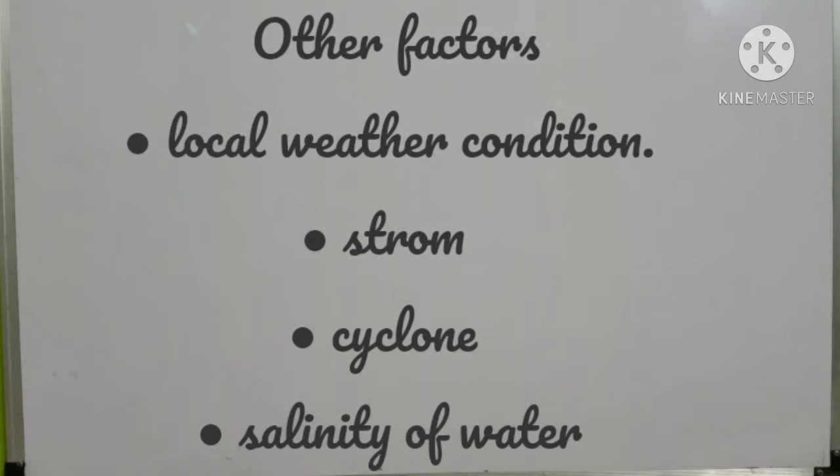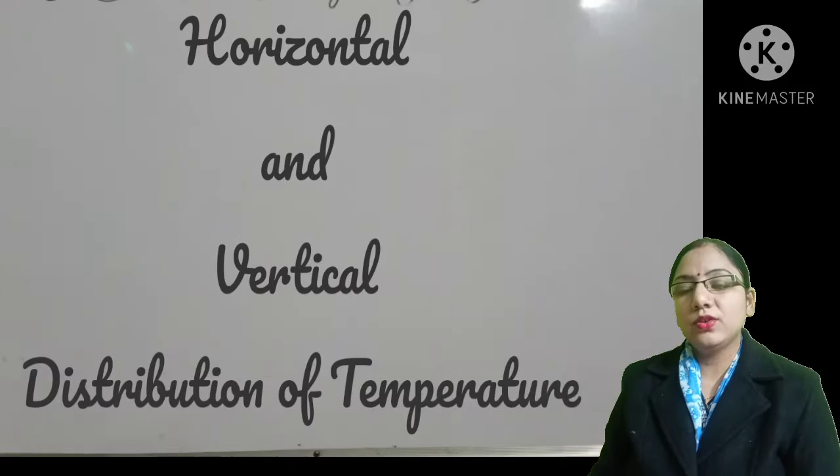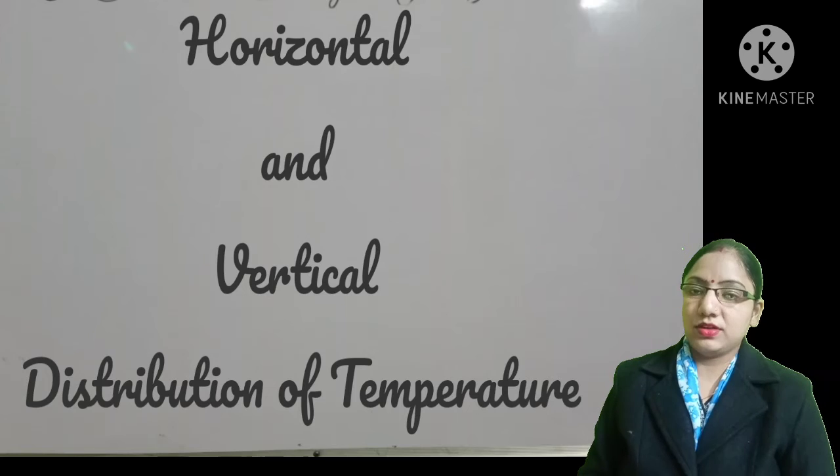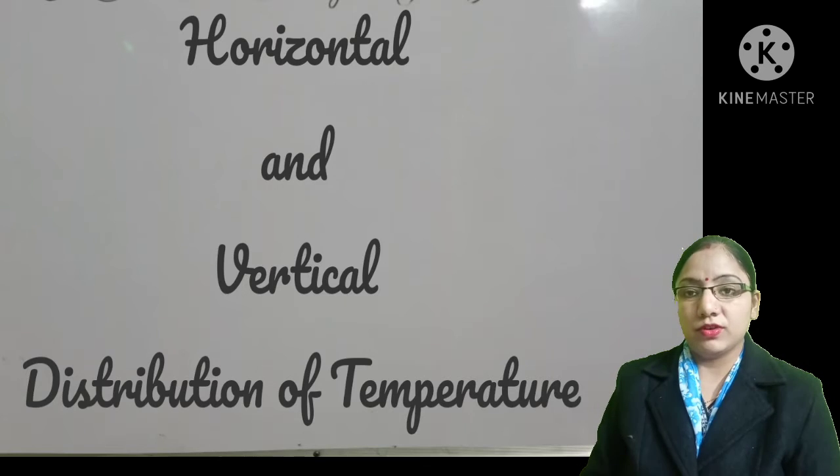Other factors are the local weather conditions, which are responsible for the atmospheric weather condition, and these also affect the water temperature. We can also include storms, cyclones, the salinity of water, and other things that cause different temperatures of the oceanic water. Here you have seen the factors which are affecting the temperature of oceanic water.